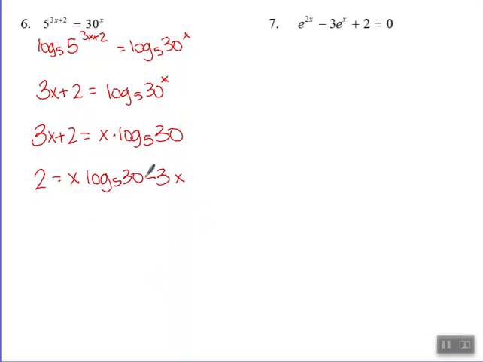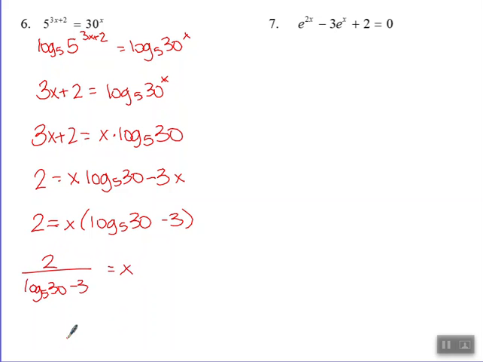Now I can factor an x out of the right side of the equation. Now, if I divide both sides of the equation by log base 5 of 30 minus 3, then I have x by itself, and I'm done. If I plug this in the calculator to get the approximation, I have negative 2.256.